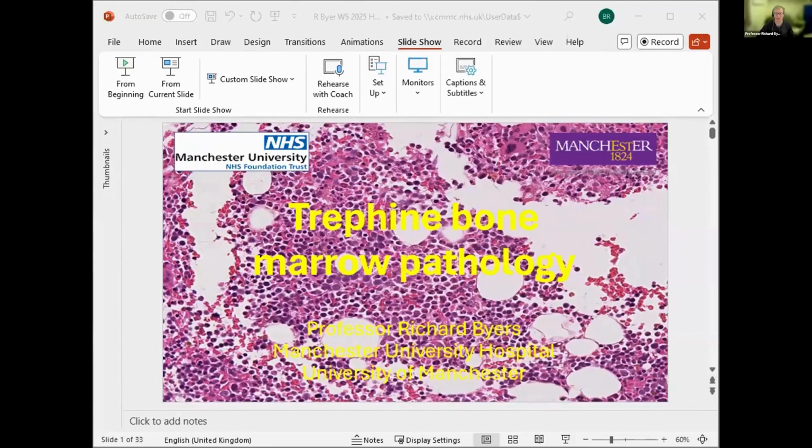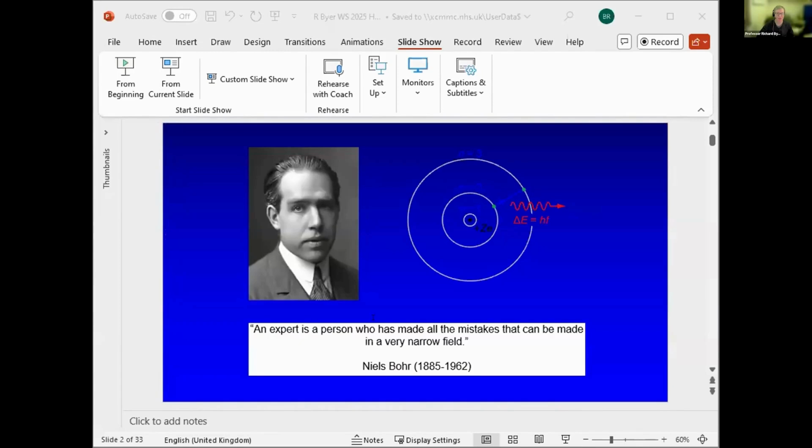At Manchester University Hospital, and I'm a professor of pathology at Manchester University. So, just a couple of pointers. First of all, Niels Bohr, who won the Nobel Prize for physics, said that an expert is a person who's made all the mistakes that can be made in a very narrow field. So, by that definition, I'm not an expert.